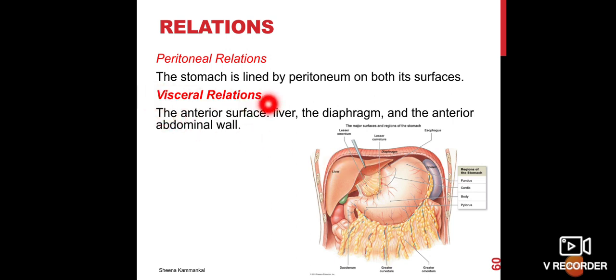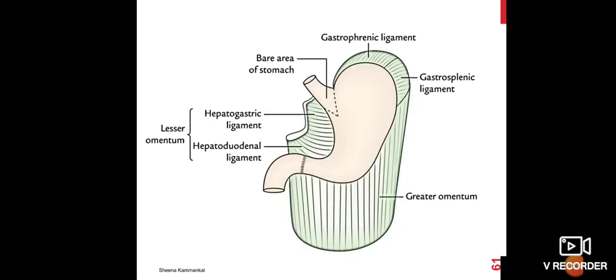Regarding its visceral relation, that means the neighboring visceral organs related to the stomach, they are the liver, diaphragm, and anterior abdominal wall to the anterior surface. Here you can see the diaphragm, this is the liver, both of which come on the anterior aspect of the stomach. Along with that, the anterior abdominal wall is also forming the anterior relation. This picture is showing the different omentum, the lesser omentum along the lesser curvature and the greater omentum along the greater curvature.